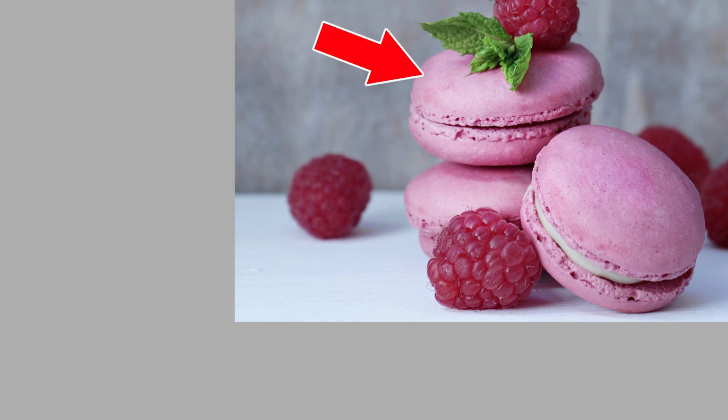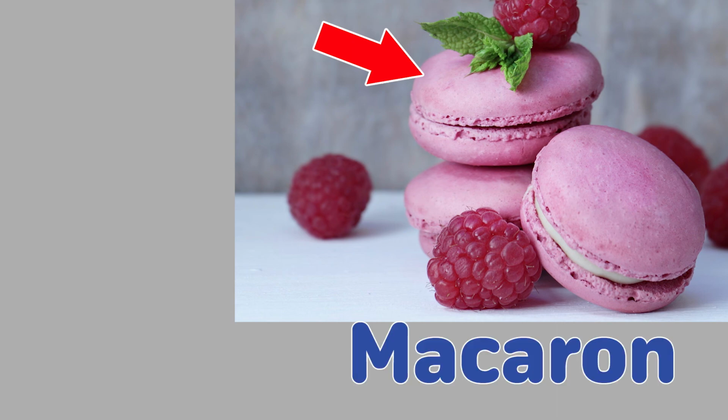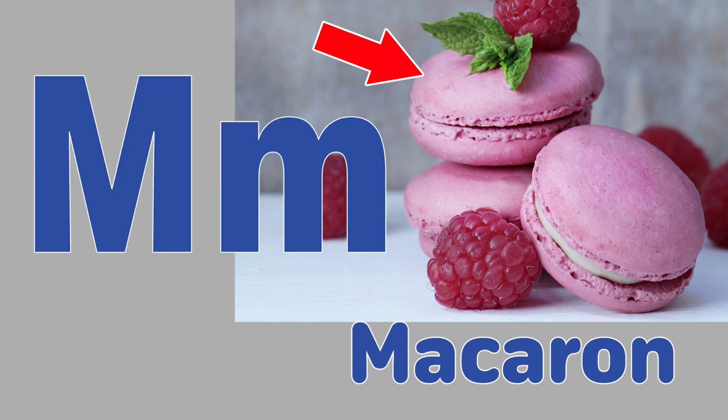What yummy dessert is this? It is a round, colored cookie with a ganache or buttercream filling between two halves. So what is this called? This is a macaron. And what letter does macaron begin with? Macaron begins with the letter M.